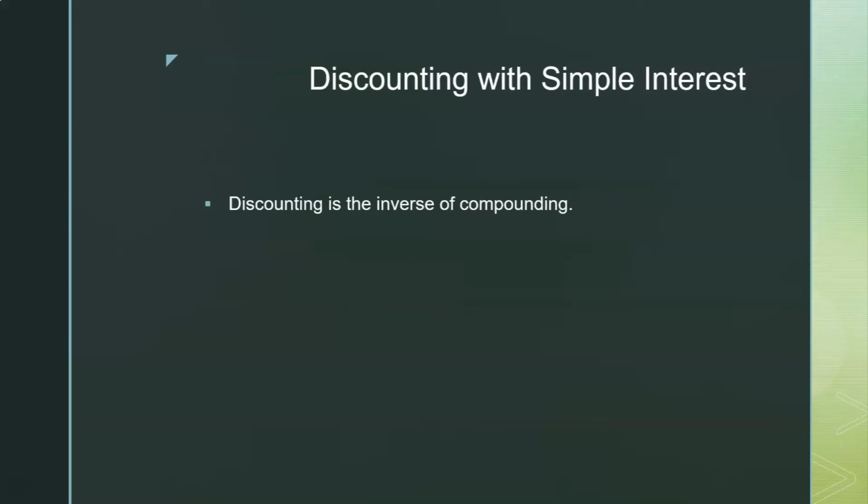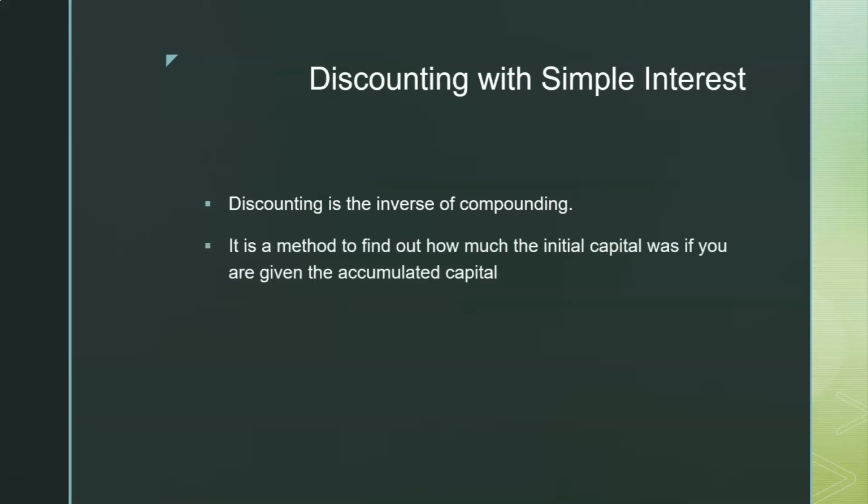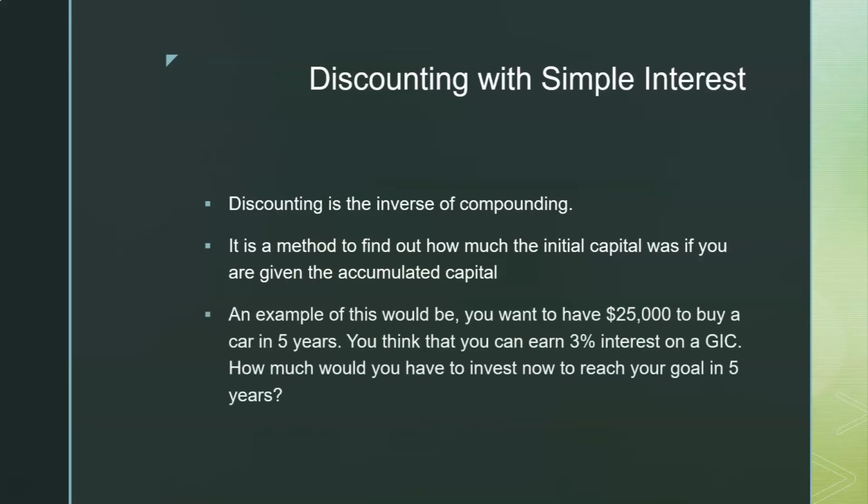Discounting with simple interest is the inverse of compounding. It's a method to find out how much the initial capital was if you're given the accumulated capital. An example of this would be you want to have $25,000 to buy a car in 5 years. You think that you can earn 3% interest on a GIC. How much would you have to invest now to reach your goal in 5 years?